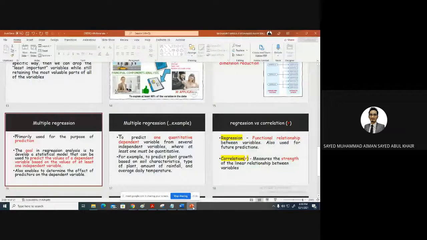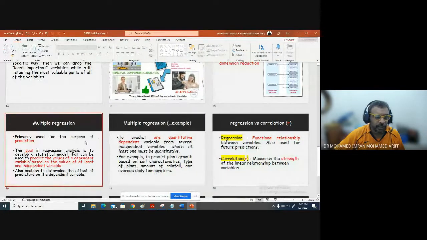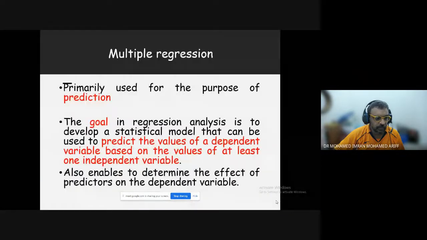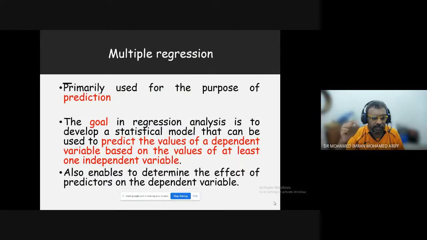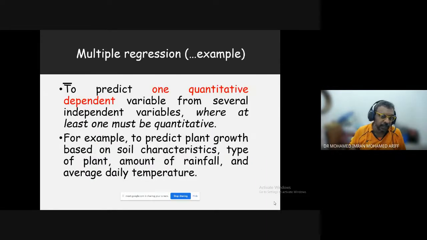Jadi. Okey. Multiple regression. The goal in regression analysis is to develop a statistical model that can be used to predict the values of dependent. Okay. Based on the values of at least one independent. Okay, faham, eh? Also enables to determine the effect predictors on the dependent variable. Di sinilah kita nak tahu the relationship, okay, dalam multiple regression ini.